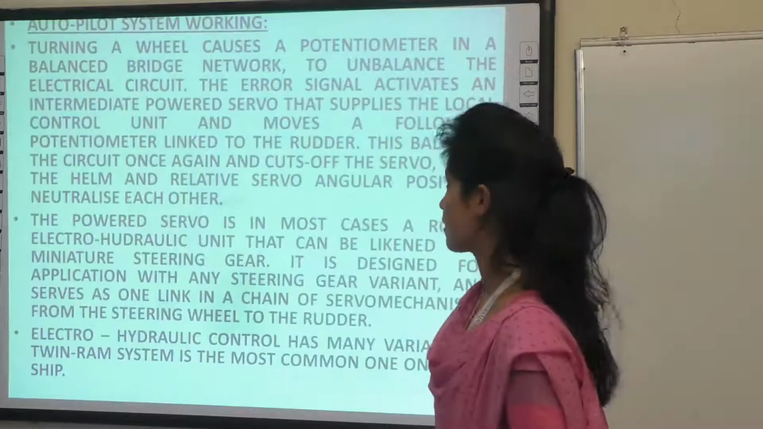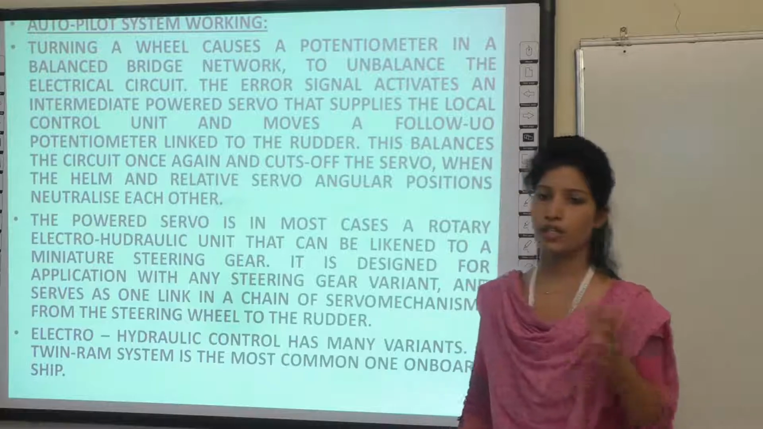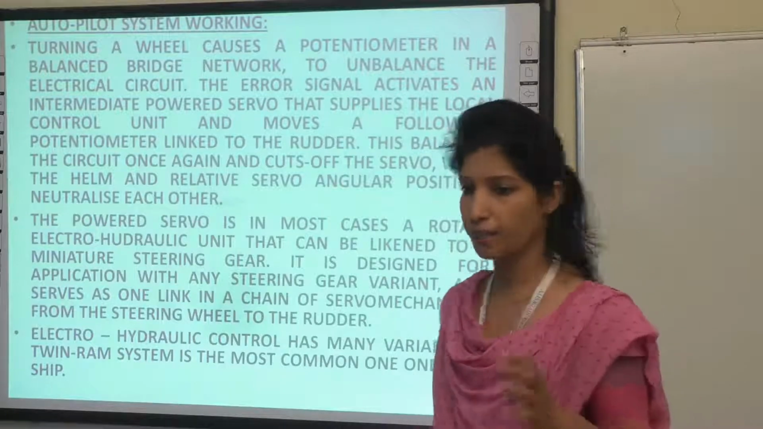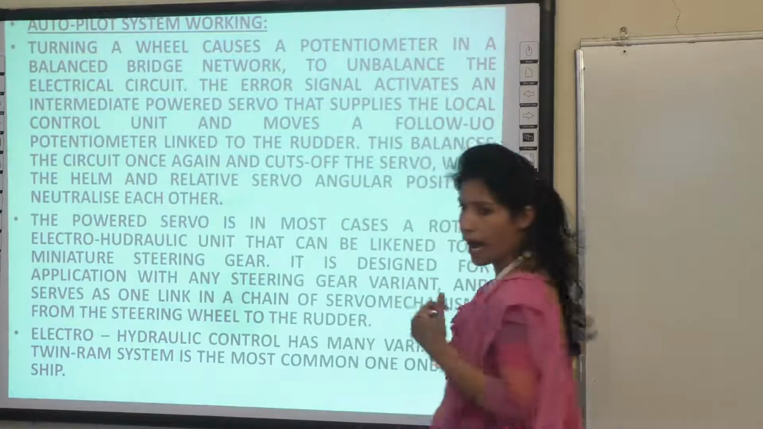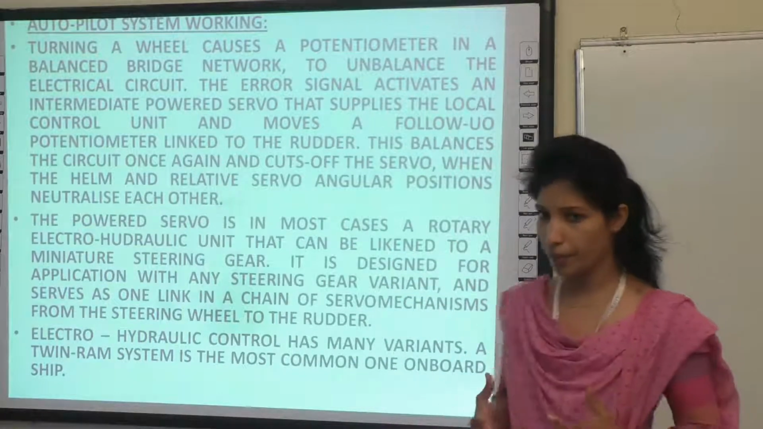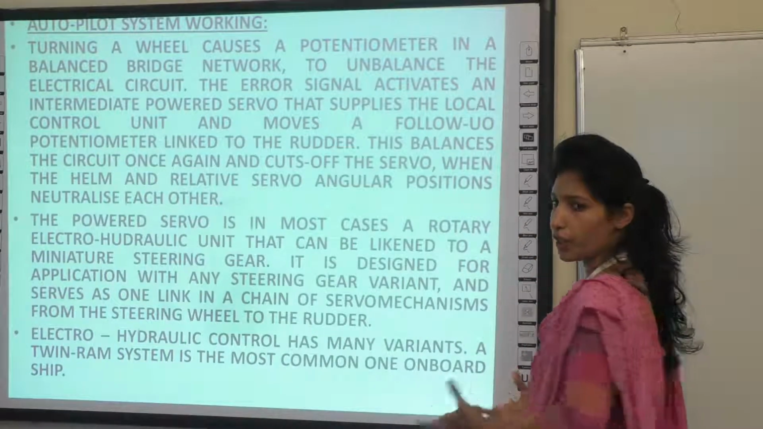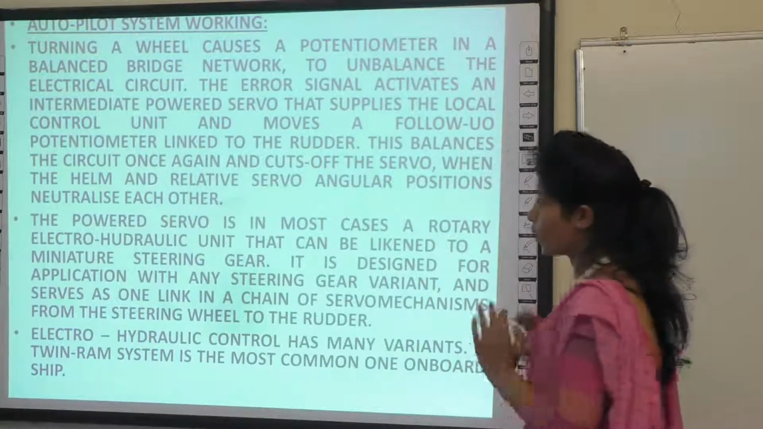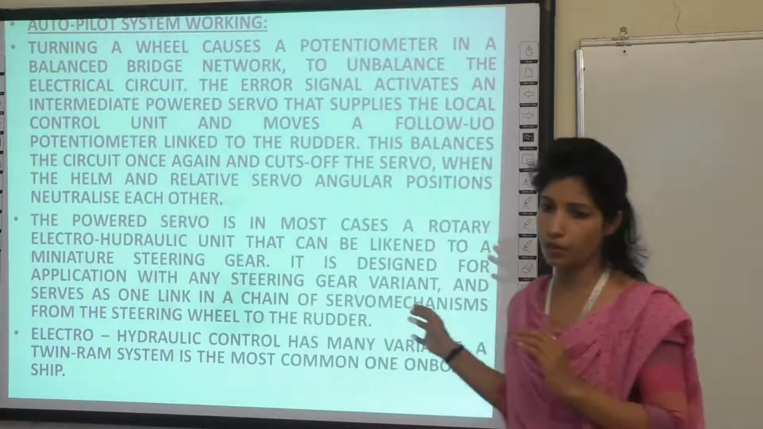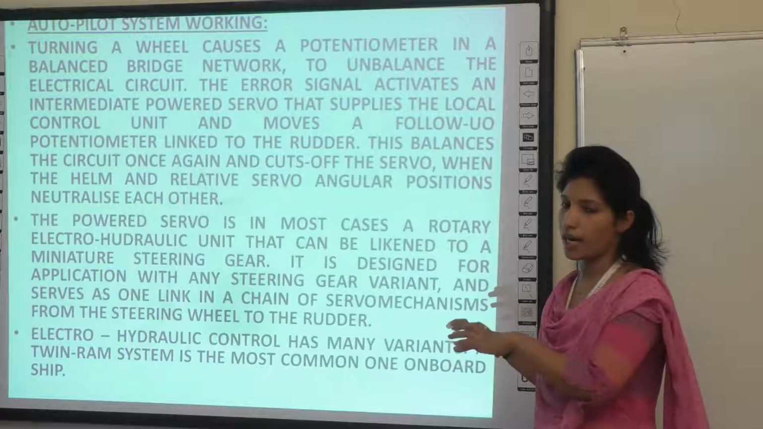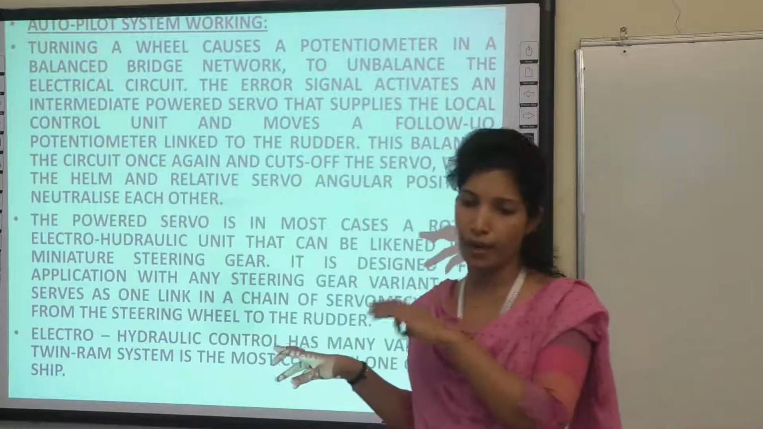Here the autopilot system is working. Turning a wheel processes a potentiometer. Turning the wheel processes the potentiometer in a balanced bridge network, which unbalances the electrical circuit. The error signal activates an intermediate power servo that supplies the local control unit and moves a potentiometer linked to the rudder. I have already explained where the rudder should be connected, near the cylinder, and the feedback has to be given.